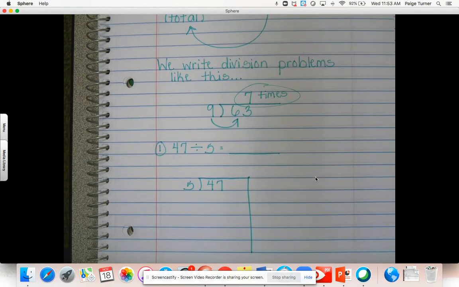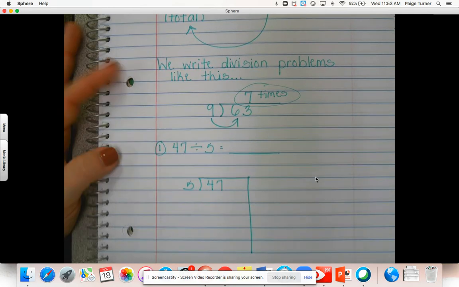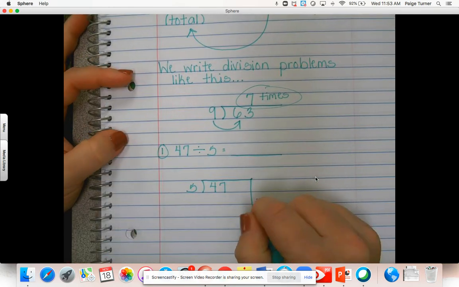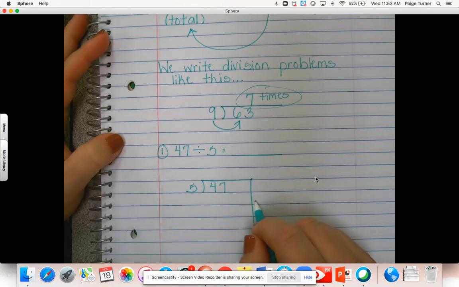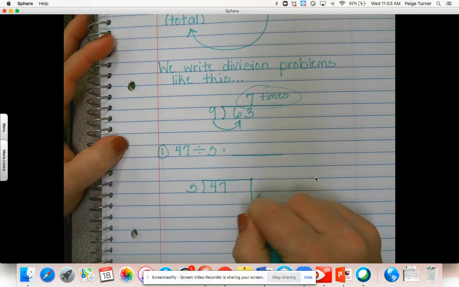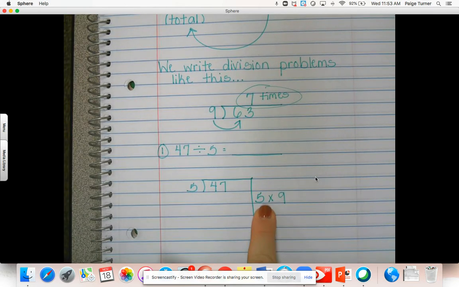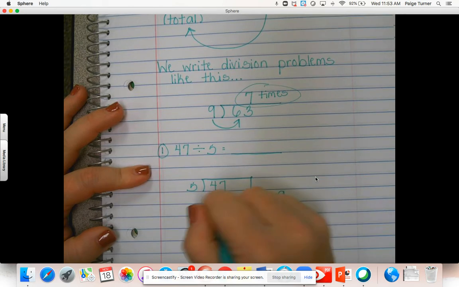So 5 times what number will get me close to 47? Well, 5 times 9 will get me close to 47. So here on the next line, I'm going to write 5 times 9. Well, what's 5 times 9? 5 times 9 is 45.